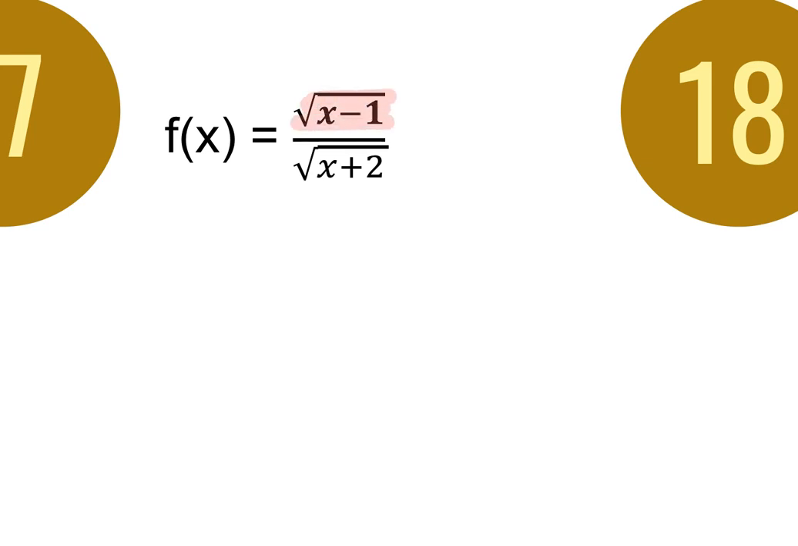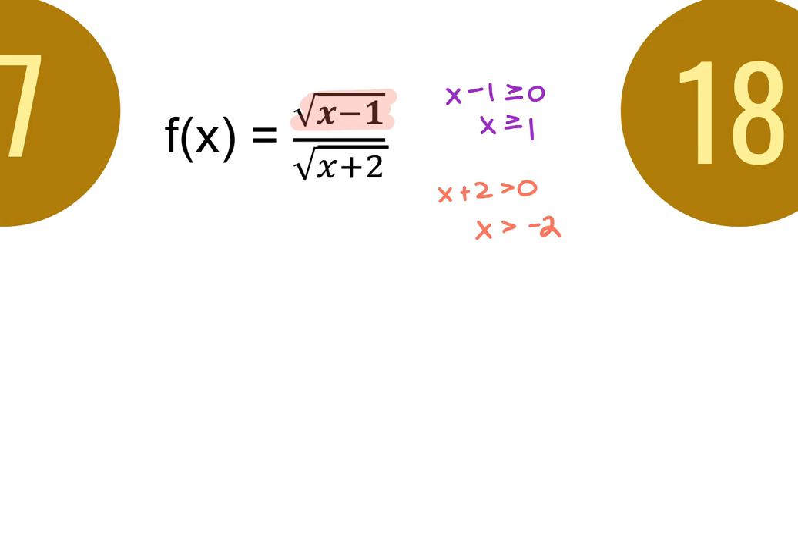Has to be greater than or equal to what? 0. So x minus 1 has to be greater than or equal to 0, which means x has to be greater than or equal to 1. That's the restriction based on the numerator. With me so far? Now the denominator has what restriction? Greater than 0. It can no longer include 0, so x has to be greater than -2.